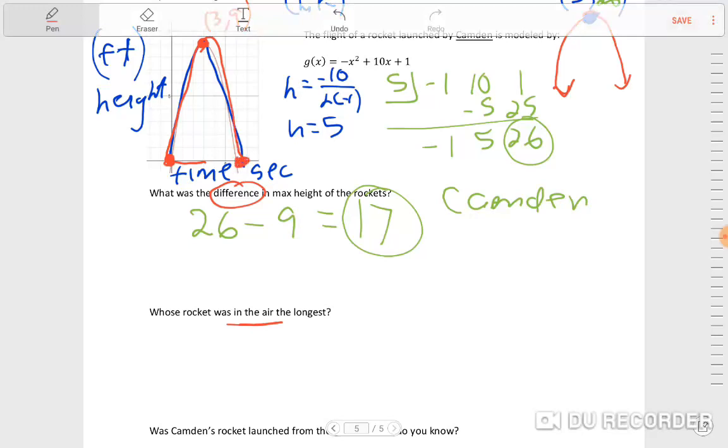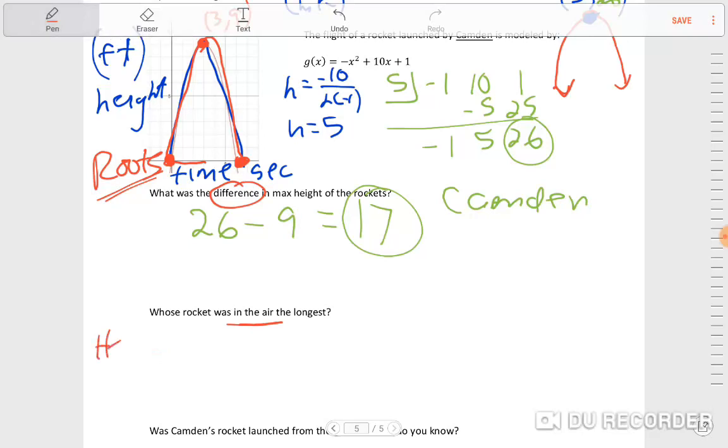So really what we're doing here is, instead of looking at the max and min, we're looking for those roots that we looked for last page. And Harris, it looks like it came down at 6 seconds. His rocket, Harris, was in the air, and Harris spells his name a little funky. I think it was a typo. Again, Dustin.Klein at gcpsk12.org.